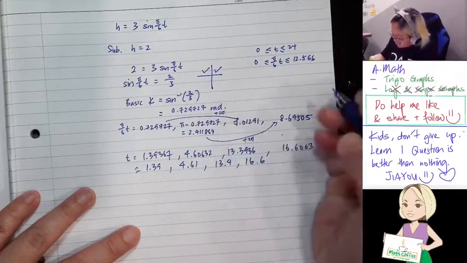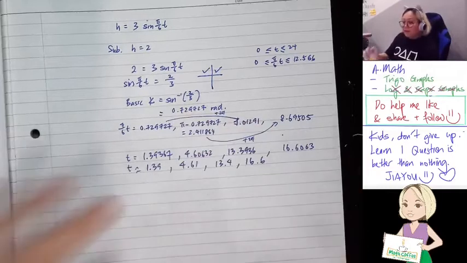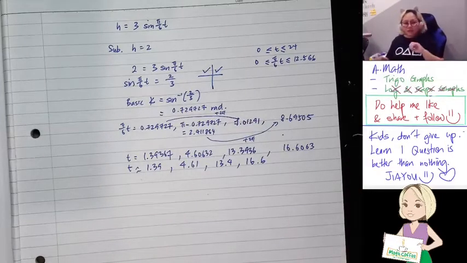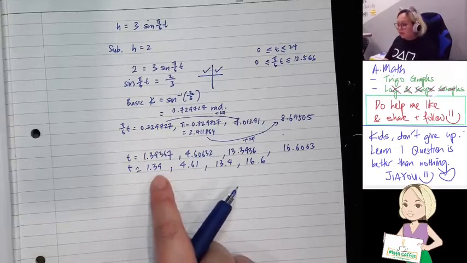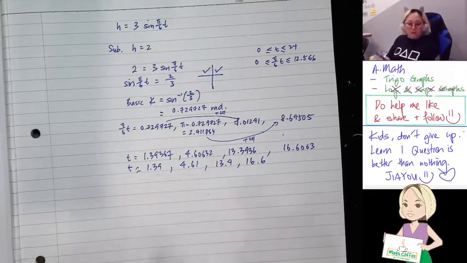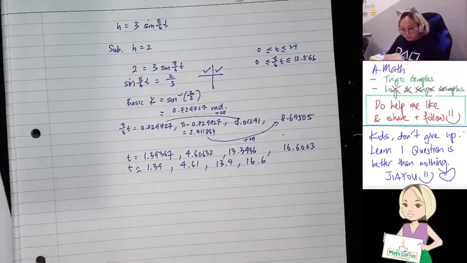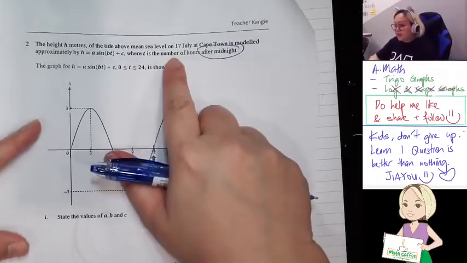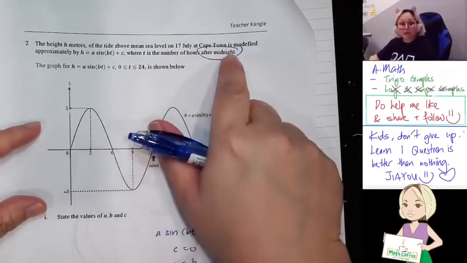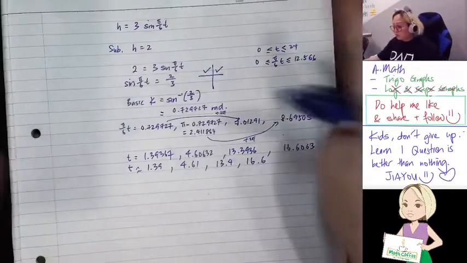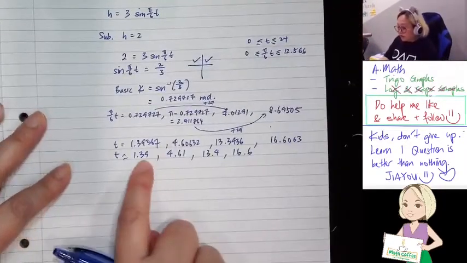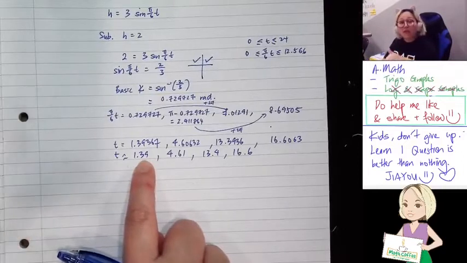Okay, one thing I need to highlight, very important, is a common student mistake. They will say that it means it's 1:39 a.m., 4:61, but it is not correct, because you must remember that they mentioned that T is the number of hours after midnight. It's the hours, it's not the time yet. So you need to find out how many minutes this 0.39 hours is.